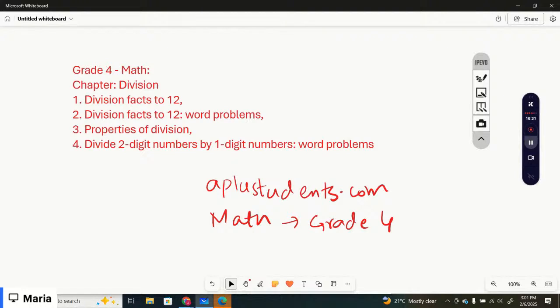The lessons we're going to cover today are division facts to 12, division facts to 12 word problems, properties of division, and divide two-digit numbers by one-digit numbers word problems. So please make sure you have your notebook and pencil so that you can note down the important examples and definitions as well.